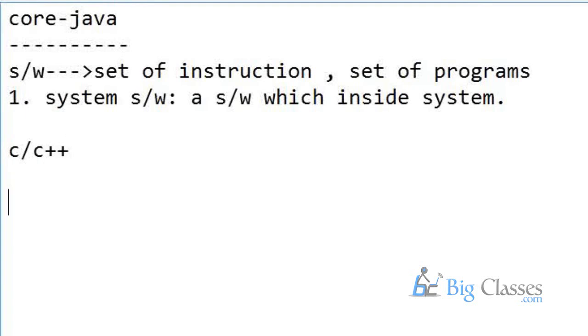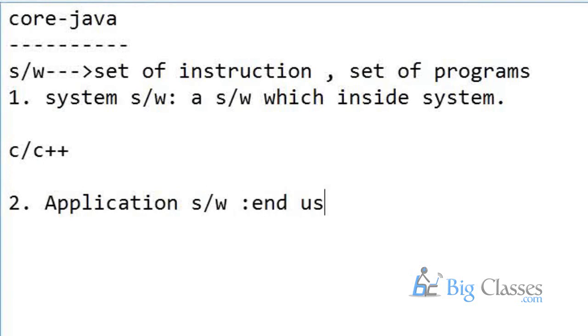Next, one more thing is we are having application software. Application software is nothing but a software which is used by the end user. For example, if you take copies or this one, Go To Meeting, these are all under application software. So this one you can use directly. You can also develop this by using Java or Python. The main aim of Java is to develop application software.